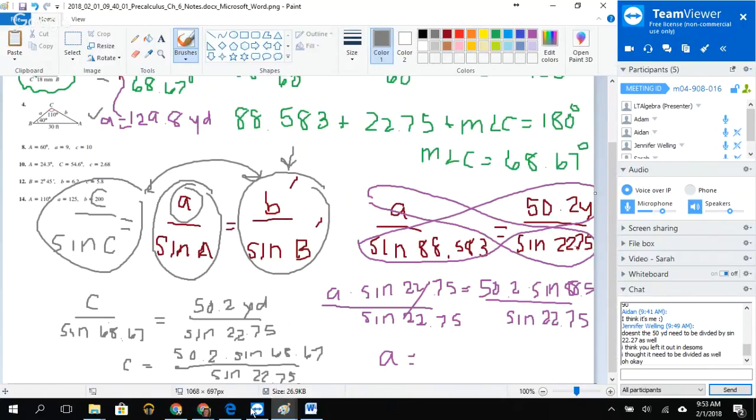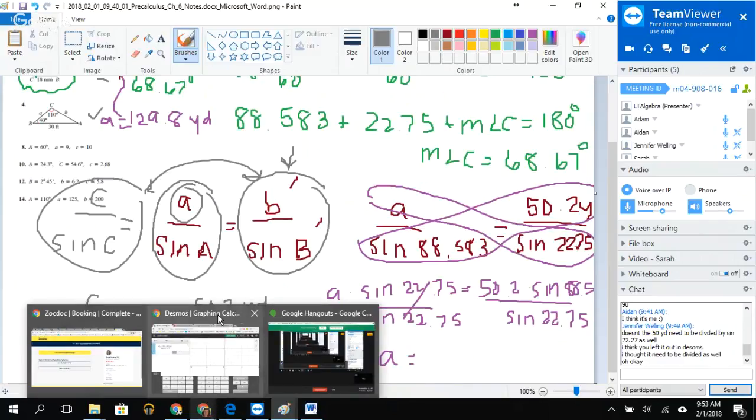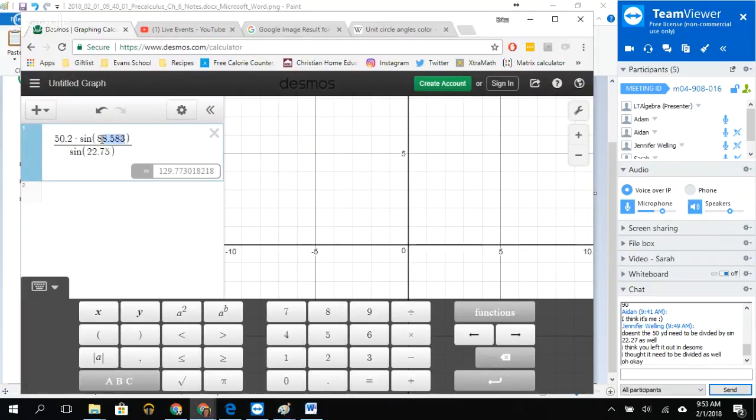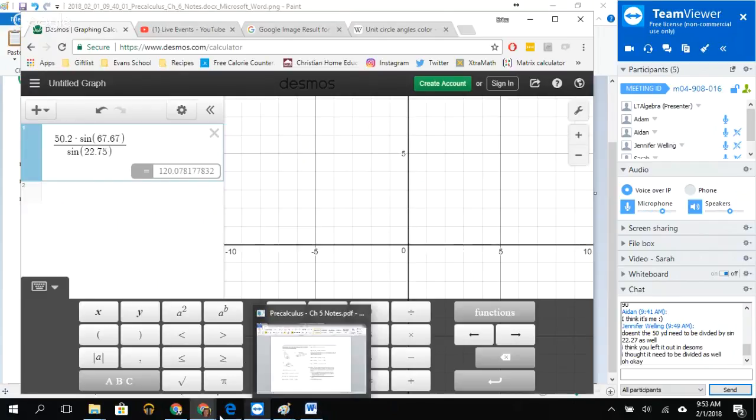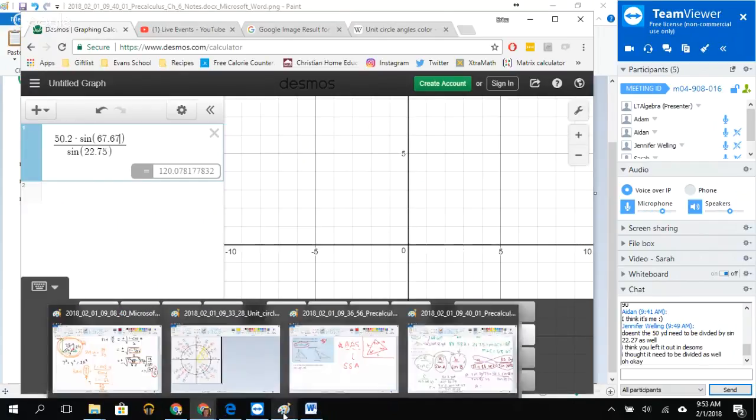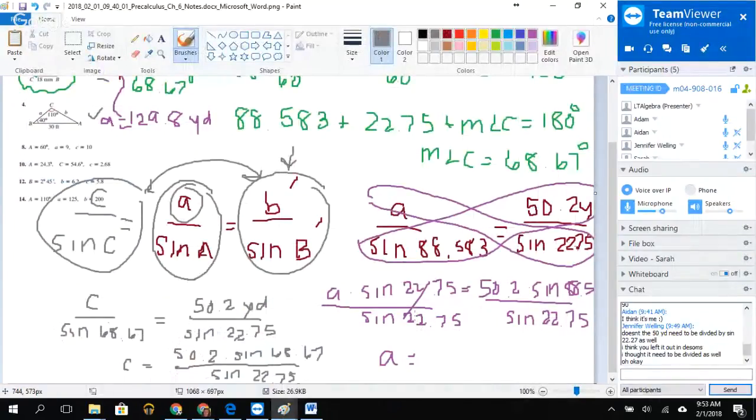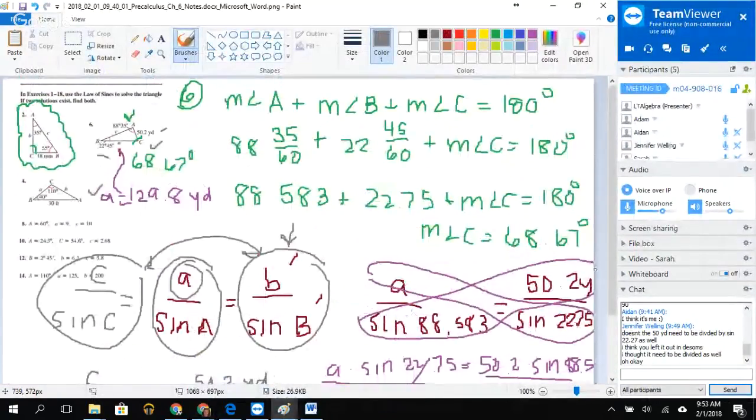Okay, so I can go back to Desmos. And I have almost everything in there except this angle has changed, right? This is now 68.67. So C is 120.1 yards. See up here, if we go back up here, this side is 120.1 yards. And that is a big mess, so I apologize. I don't like my math to be that messy, but someday I'll figure out how to draw on my screen.